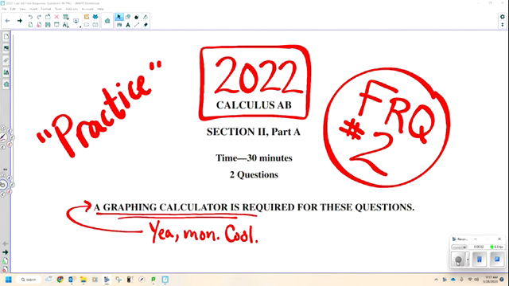All right, all right, all right. The 2022 Calculus examination free response question number 2, en español número 2, de italiano 2. But no matter how you say it, we are going to do free response question number 2. And yeah, man, cool, man. We get a graphing calculator.